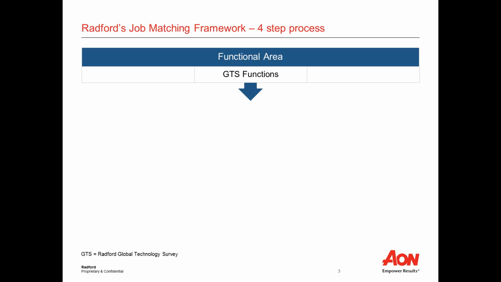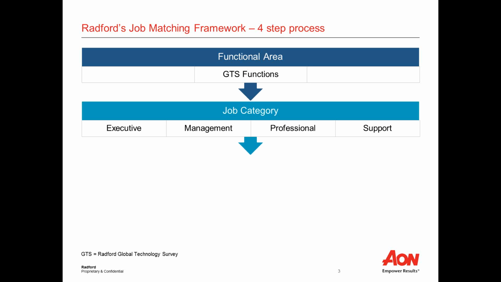Within the Radford job matching, we consider the process to be a four-step process, and we kick off the process by identifying the actual functional area. Each step that we go through today, we will go through in additional detail. The first step is to identify the functional area, which is based on the list of functions provided within the Radford survey. Once we have identified the functional area, you then need to assign your employee to a job category within that functional area.